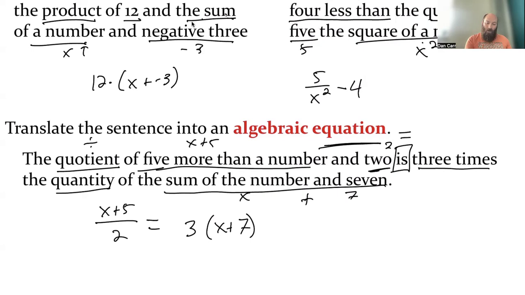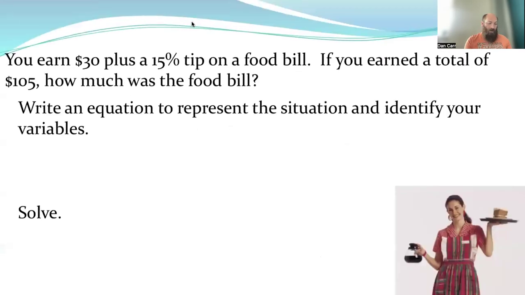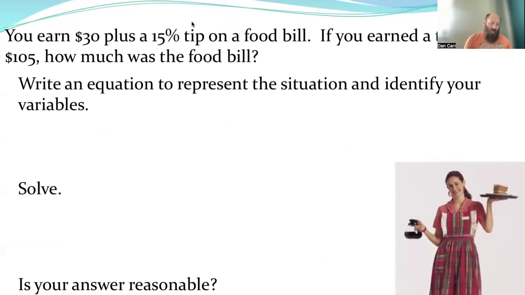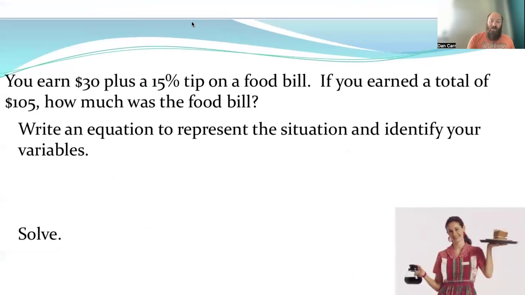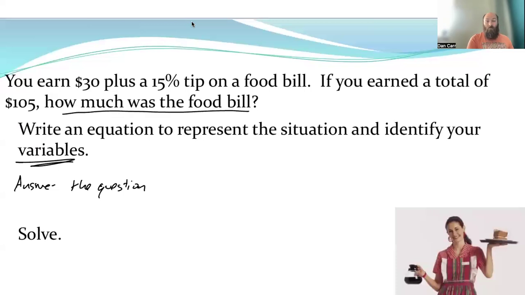Okay. Let's do a handful of word problems real fast. You earn $30 plus a 15% tip on a food bill. If you earned a total of $105, how much was the food bill? So we want to write an equation to represent the situation and identify the variables. Here's the key. Anytime we want to identify variables, you have to answer the question. So how much was the food bill? That's my variable. I'll go with B for the price of the food bill.